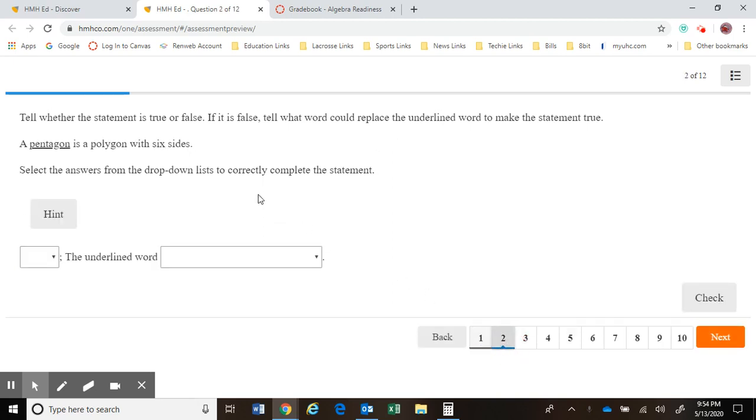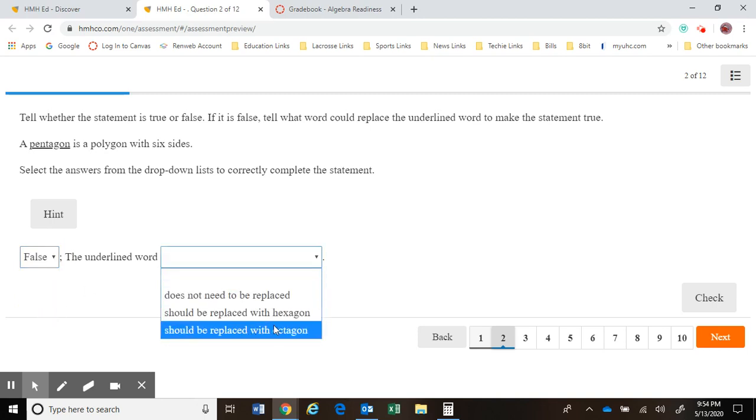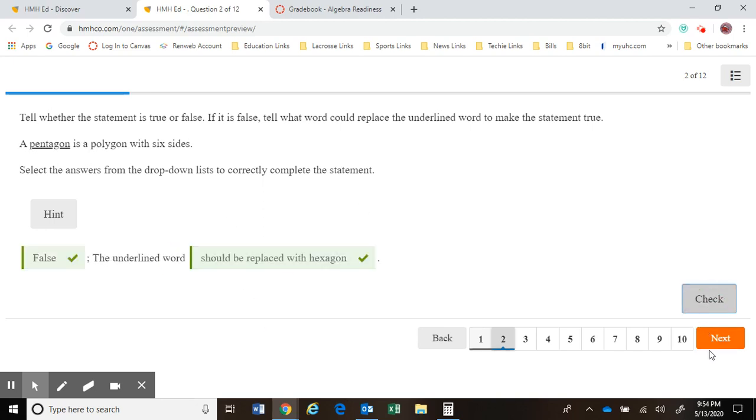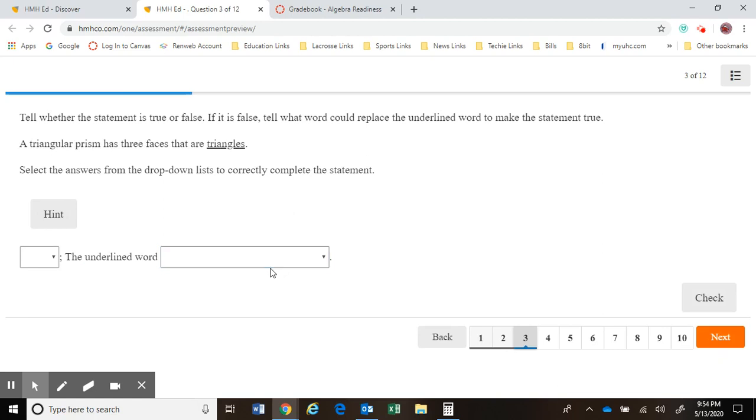All right, tell whether the statement's true. Okay, so a pentagon is a polygon with 6 sides. And of course, we know that that is false, because a pentagon should be replaced with a hexagon. A pentagon has 5 sides, a hexagon has 6 sides. Okay, check it, read it. All right, question number 3.